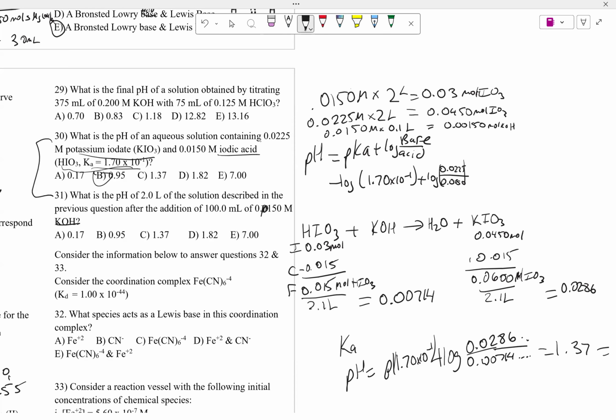Yeah, and KOH here is going to be 0.015, and that's why this runs out. And that's why we still subtract 0.015 there. Over here it's plus 0.015. Okay?